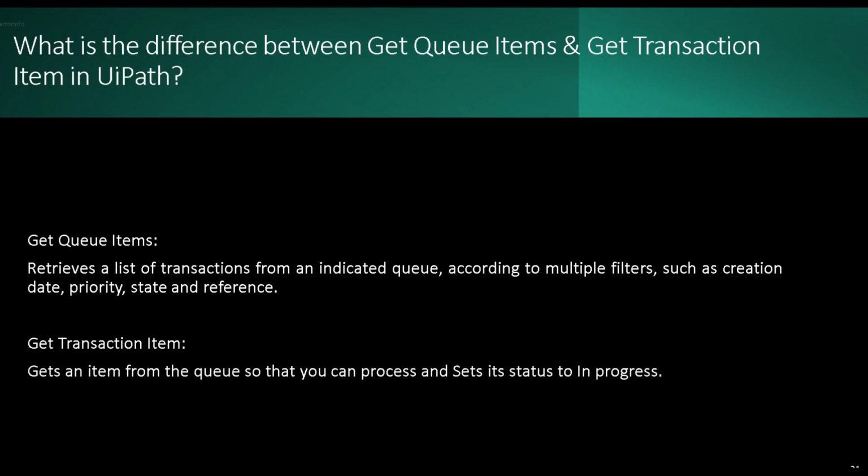Okay, so what is get transaction item? So it gets an item from the queue so that you can process it and set its status to in progress. So whenever you are getting a transaction from the queue using get transaction item, you can process the transaction and set its status to in progress. Okay.